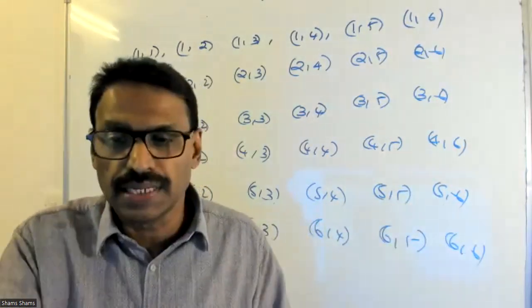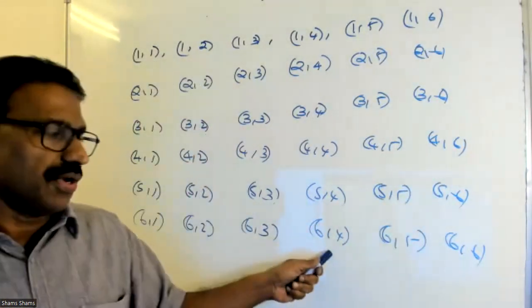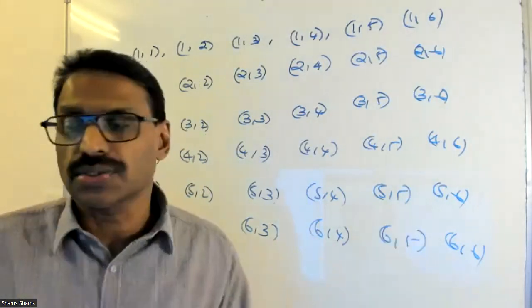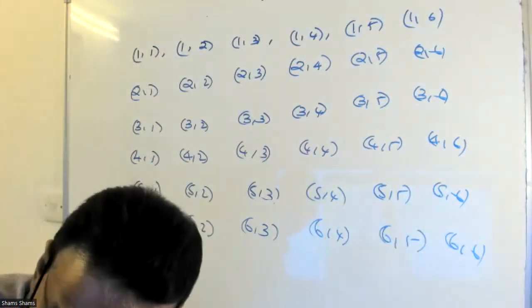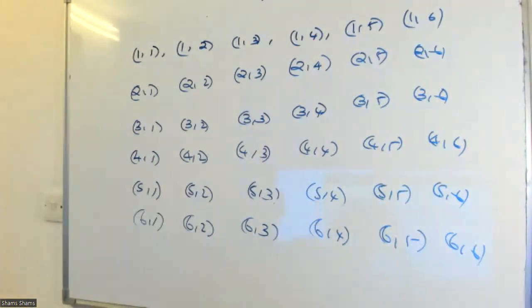Okay, so that means 5 happy. 5, 6 also happy, 1 dinar extra. Then here, 6 were happy. 6, 5, okay. 6, 6, okay. Now clear or not? So how many like that? Sarah, how many at least 10?